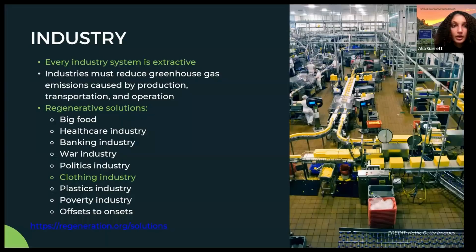Industry. So every industry or industrial system is extractive. Industries must reduce greenhouse gas emissions caused by production, transportation, and operations. Regenerative solutions within industry include big food, healthcare, banking, war, politics, clothing, plastics, poverty, and offsets to onsets.